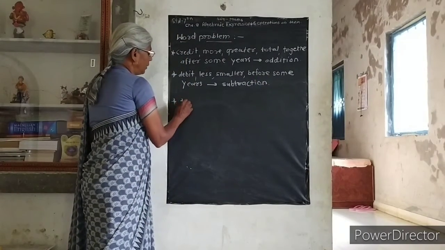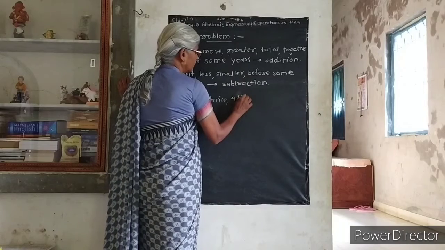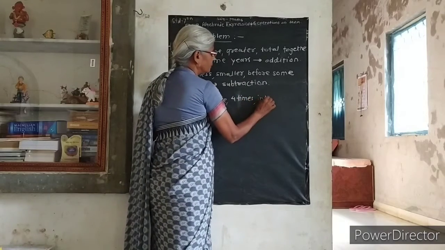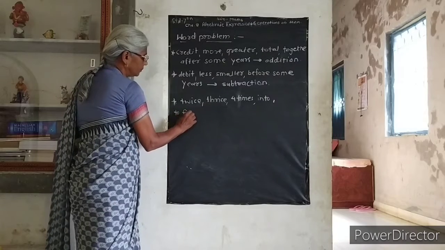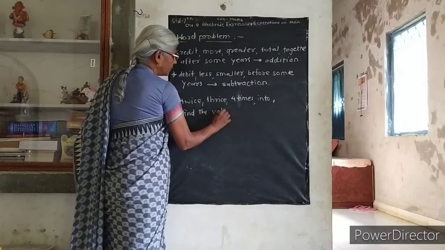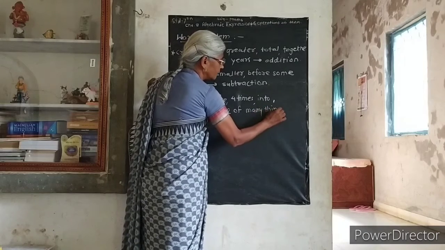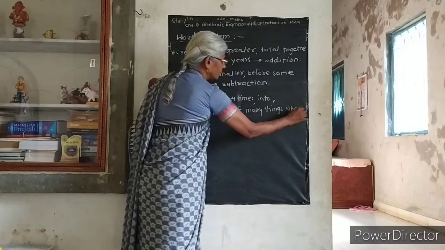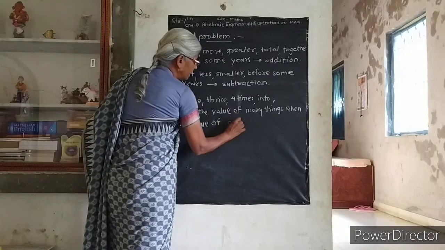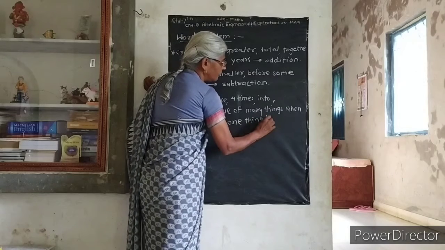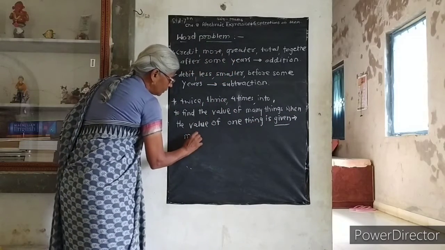The words like twice, thrice, 4 times, into, or finding the value of many things when the value of one thing is given, the operation is multiplication.